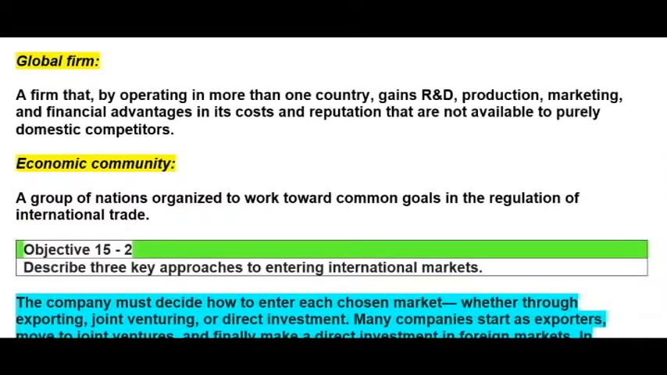Global firm. A firm that, by operating in more than one country, gains R&D, that's research and development, production, marketing, and financial advantages in its costs and reputation that are not available to purely domestic competitors. Economic community. A group of nations organized to work towards common goals in the regulation of international trade.